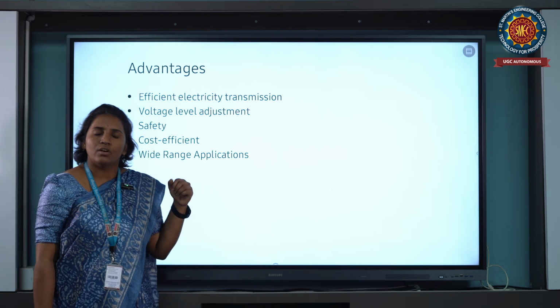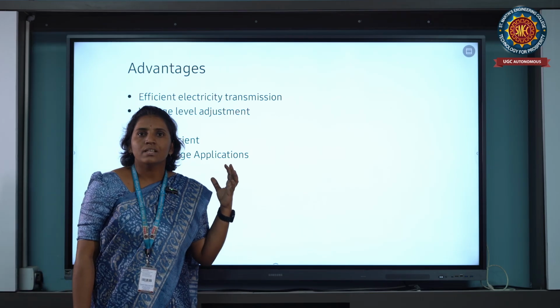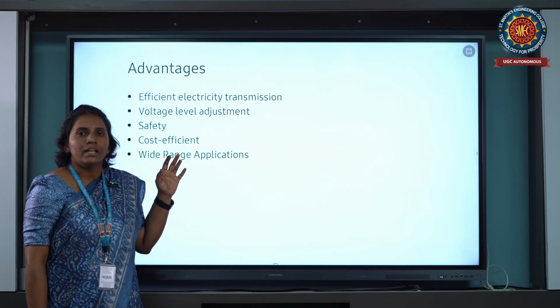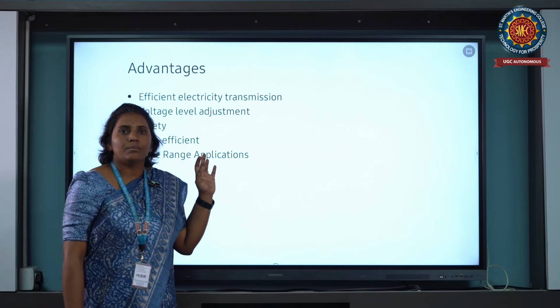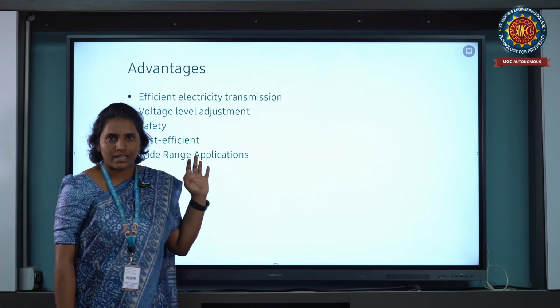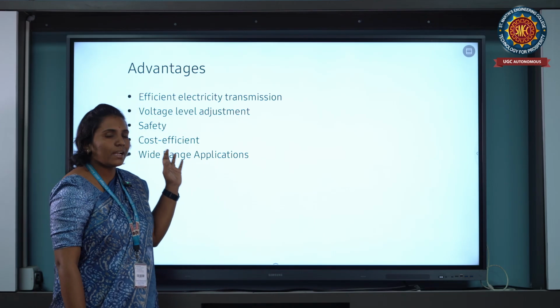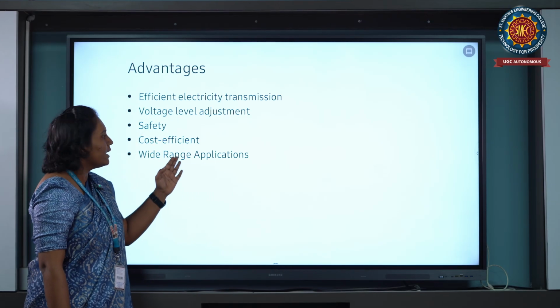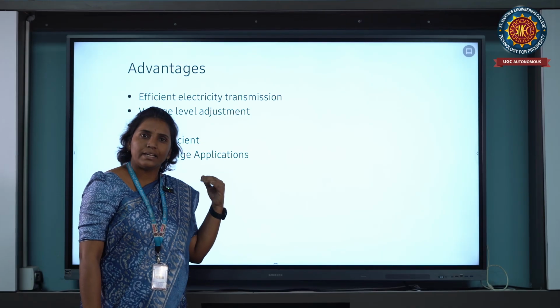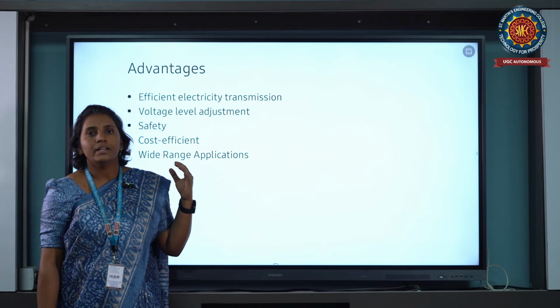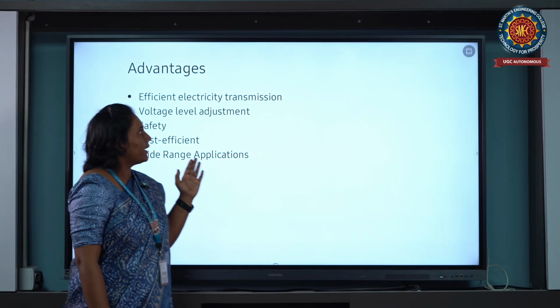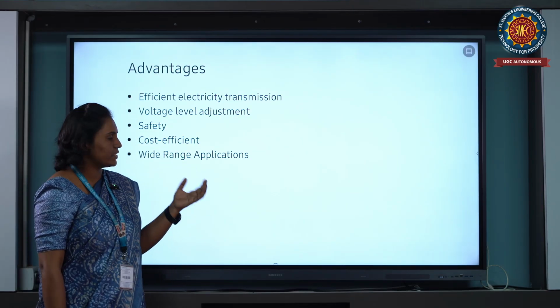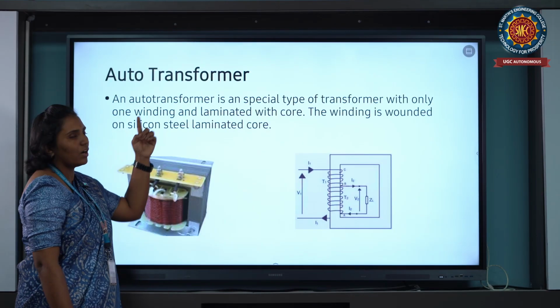In real time we are not using the ideal transformer, because in the ideal transformer only the no load current is present, nothing but I0 equal to the magnetizing current. The practical transformer is used in a wide range of applications. In real time we are using the practical transformer at load condition. Next, coming to the auto transformer.